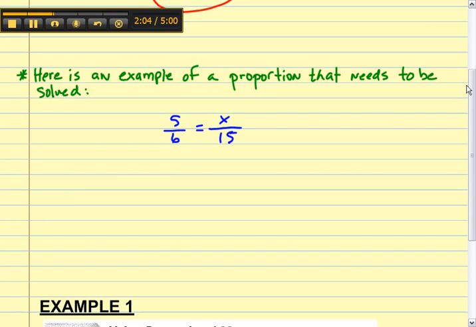Remember, if two fractions are equal, we can always cross multiply. So how do I write 6 times x? I'm just going to write 6 right next to x. And then I'm going to multiply 5 times 15. And 5 times 15 is 75. But how do I get the x by itself?